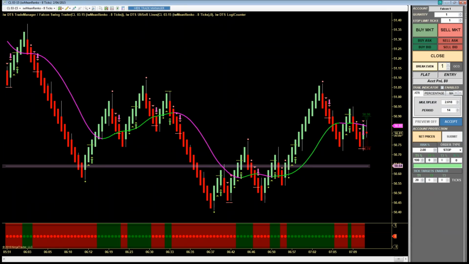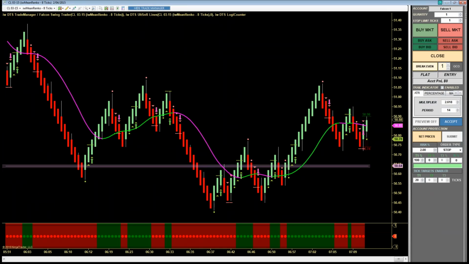Let's take a look here at the Falcon. Again, breaking up quite a bit. We did have a trend change signal right here. This one probably coincided with the Hawk scalp signal. Let me turn this off. Right here.